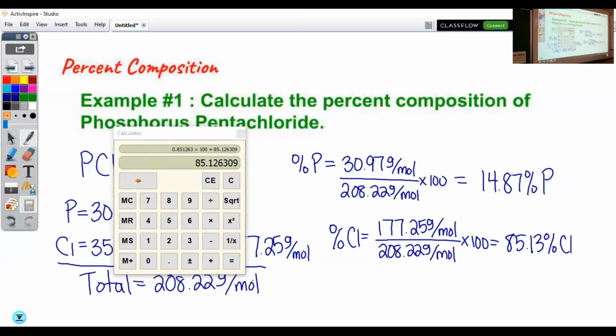percent chlorine. If you have done your math correctly, when you get your final percentages and add them up, they should add up to 100%. Now, sometimes because of rounding, you might get 100.01 or you might get 99.99. Regardless, they should add up to a number that's very close to 100%. So in our case, we add up to exactly 100%.